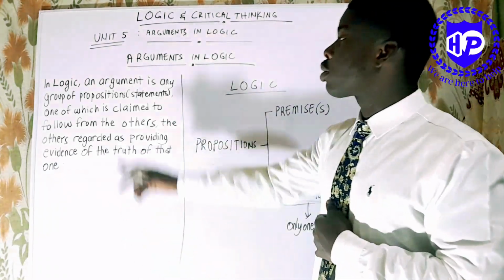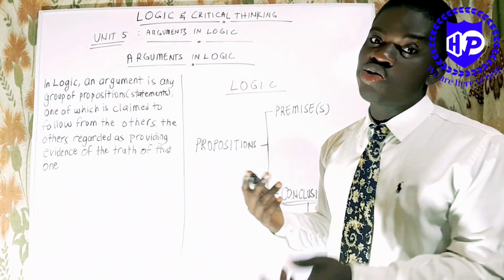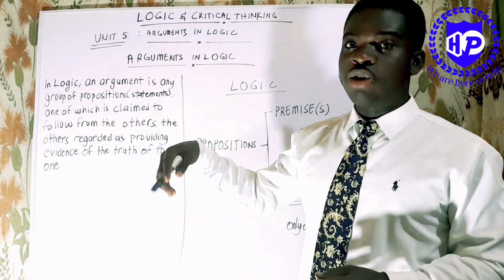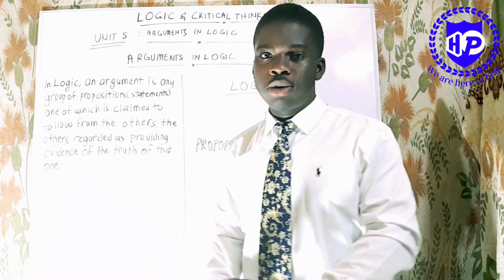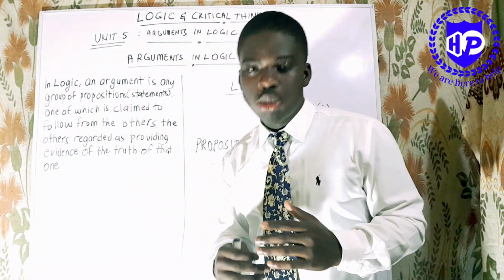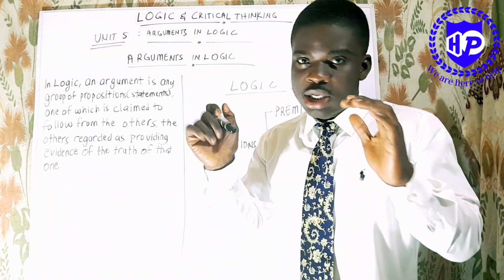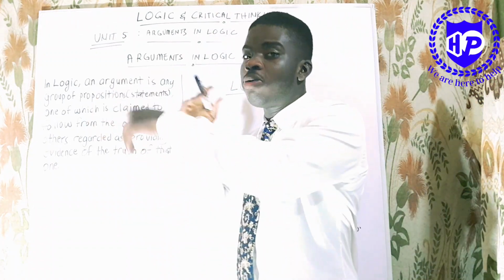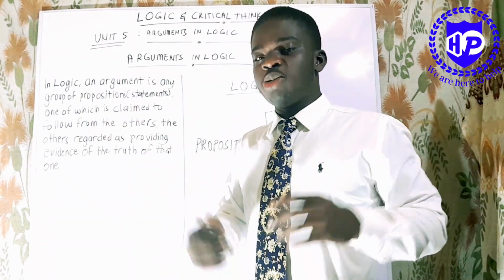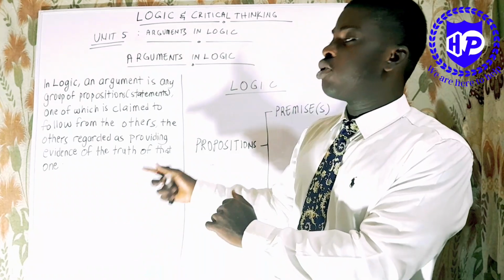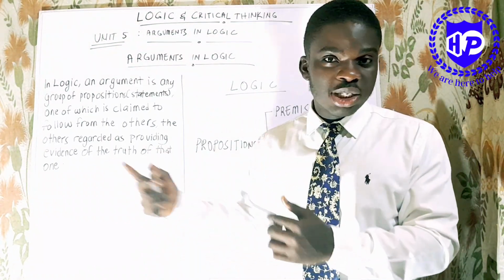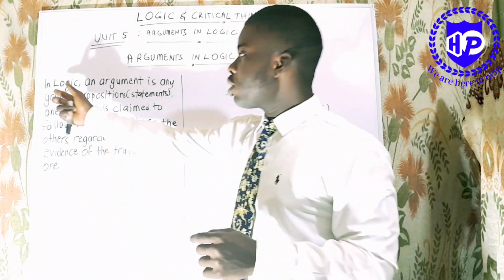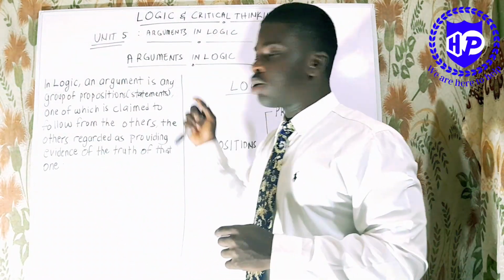Okay, so arguments in logic, right? What's an argument in logic? Now, in logic, an argument is any group of propositions. Let's break this down. In logic, when we talk about propositions, it's simply referring to statements. So propositions in this context is not referring to the normal meaning of proposition in everyday language. It's simply referring to statements in logic. Remember, a statement is a declarative sentence that has a truth value of either true or false. An argument is any group of propositions, right?